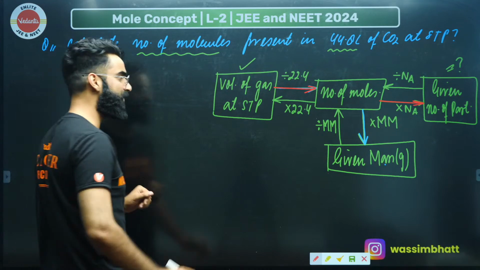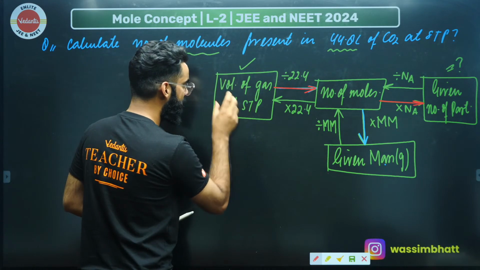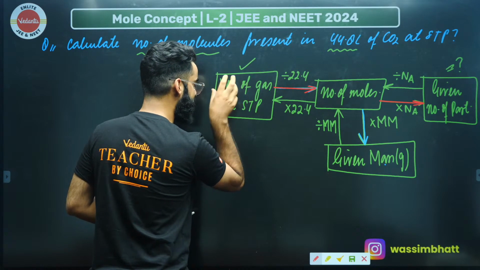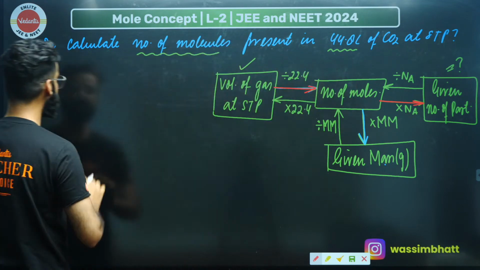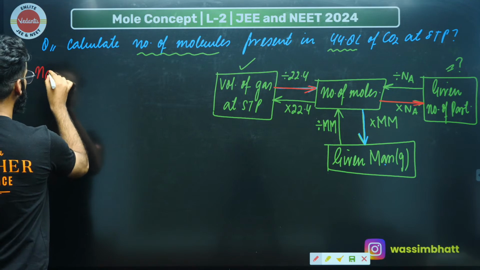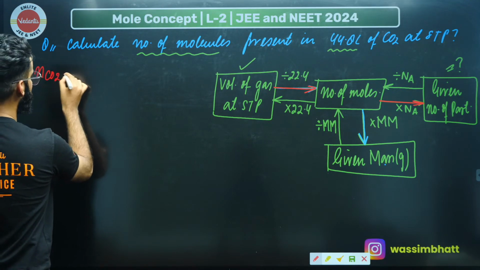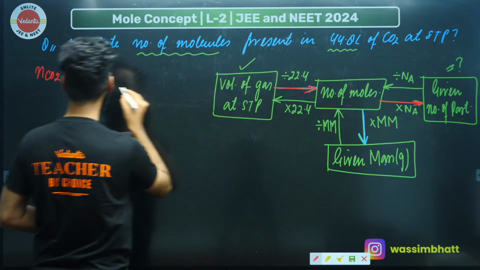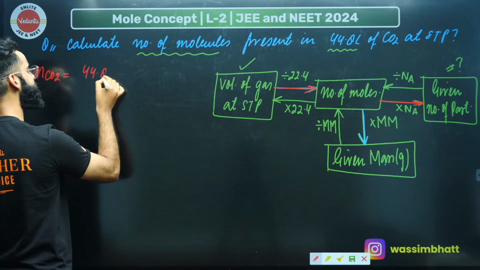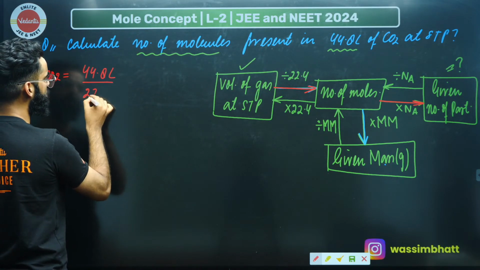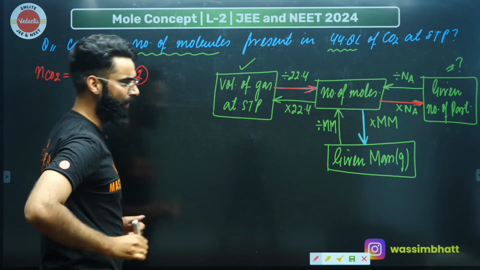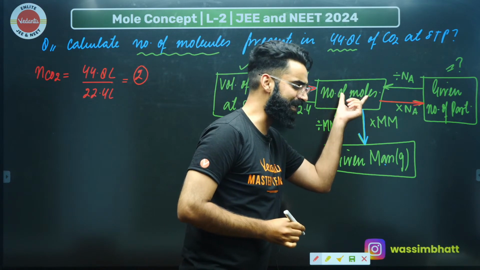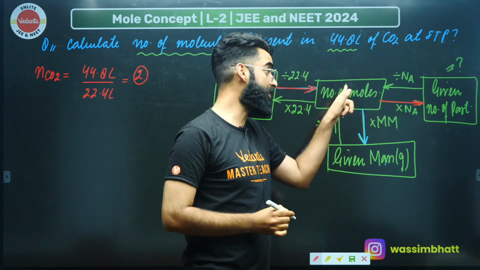So what should be my first step? My first step is to divide the given volume of the gas by 22.4, and you'll get the number of moles. So the number of moles of carbon dioxide will be equal to the given volume of carbon dioxide, that is 44.8 liters, divided by 22.4 liters. The value comes out to be exactly 2. So this 2 gives you the number of moles of carbon dioxide. So we got the moles, right?